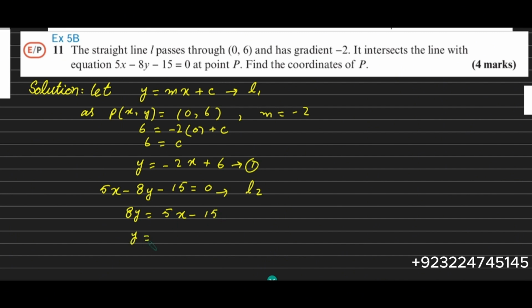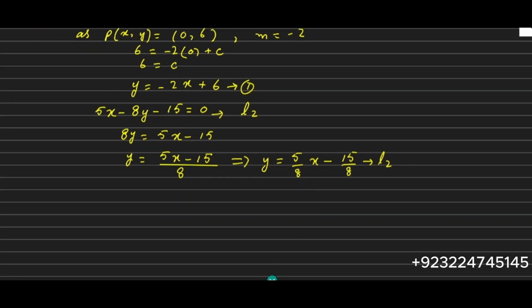Then y will be 5x minus 15 over 8. So we get the equation of the line y equal to 5 by 8 x minus 15 by 8. This is the second equation of the line, which is L2. Now, because both the lines intersect with each other at point P, we equate both the lines to get the value of x.